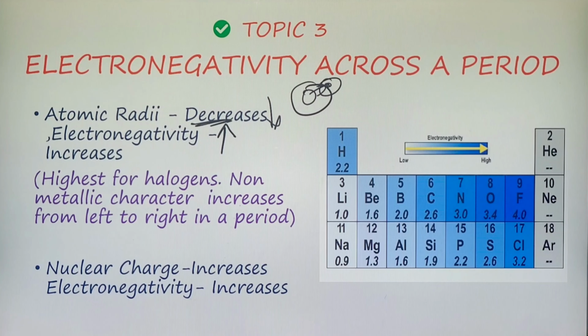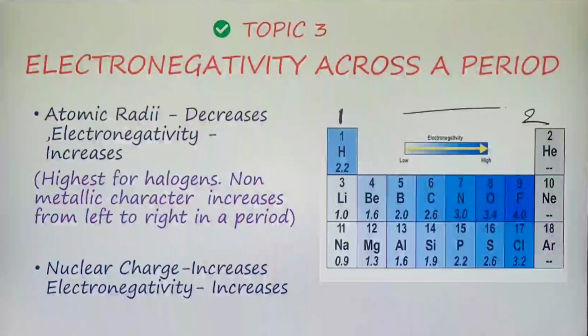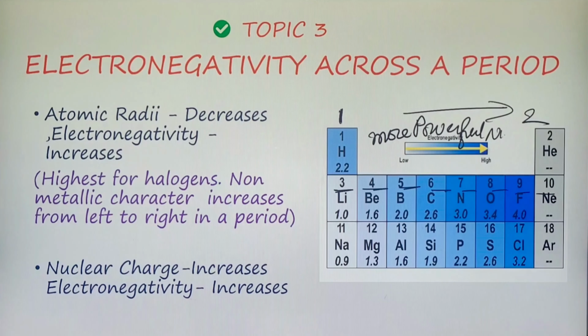Who will give me the nuclear charge, children? It is the atomic number. Hydrogen has an atomic number of 1. Helium has an atomic number of 2 when I move from left to right. Lithium has 3, 4, 5, 6, 7, 8, 9, 10. So what is happening here, children? The nucleus is becoming more powerful. Yes or no? So the nuclear charge is increasing.